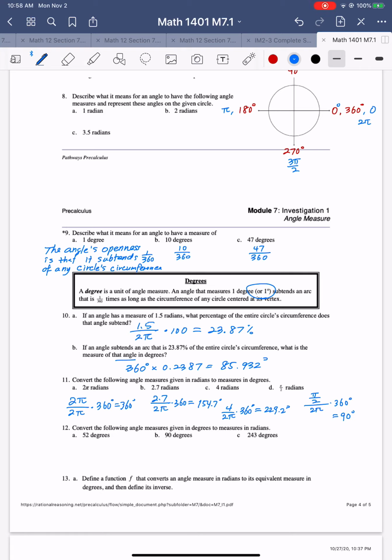Now convert the other way, degrees to radians. 52 out of 360 total degrees multiplied by 2 pi gives 0.918 radians. Then 90 degrees out of 360 multiplied by 2 pi gives 1.57 radians. Then 243 degrees out of 360 multiplied by 2 pi gives 4.241 radians. So radians and degrees are the same measure, just expressed in different ways. Thank you for listening.